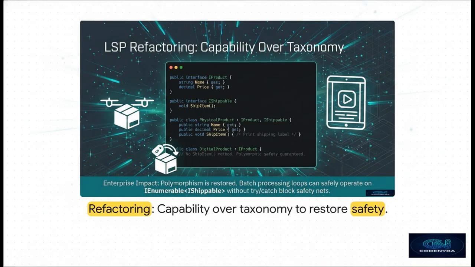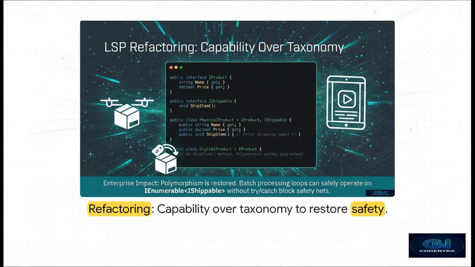The elegant fix is to prioritize capability over taxonomy. Instead of forcing a rigid, unnatural hierarchy, we simply separate our contracts. We create an IProduct interface for general properties like name and price, and a completely distinct IShippable interface specifically for the act of shipping.